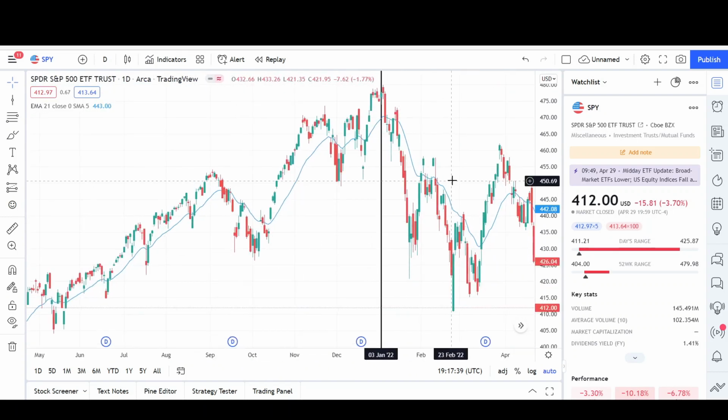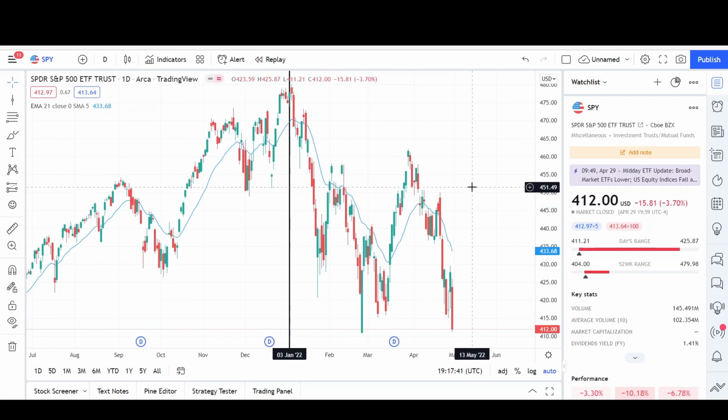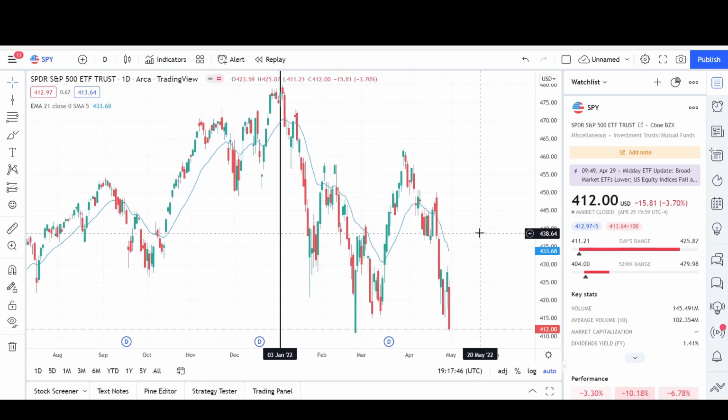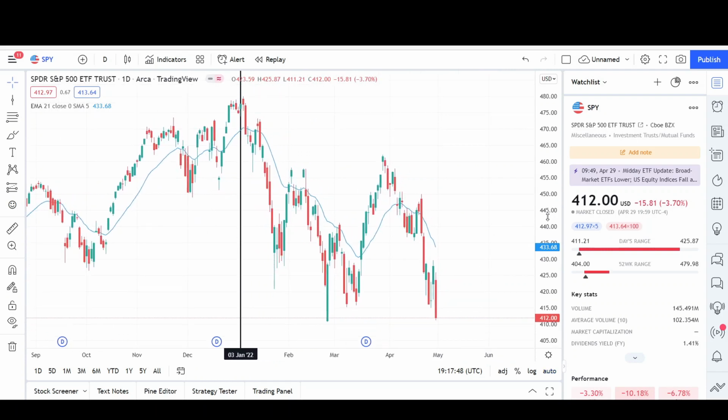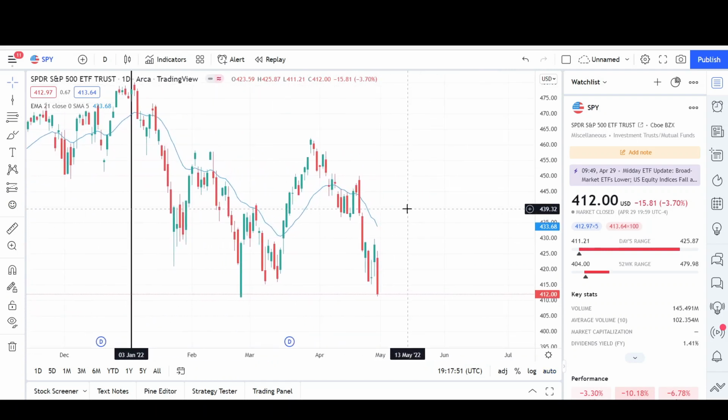So now we're just in a really different type of state. The market's definitely in a different type of state. We're in a volatile state and the swings are getting large. So let's take a look at the daily chart for the SPY.